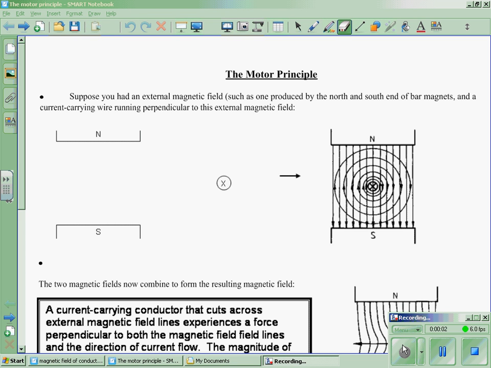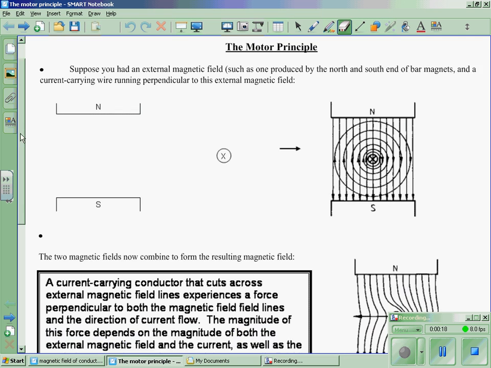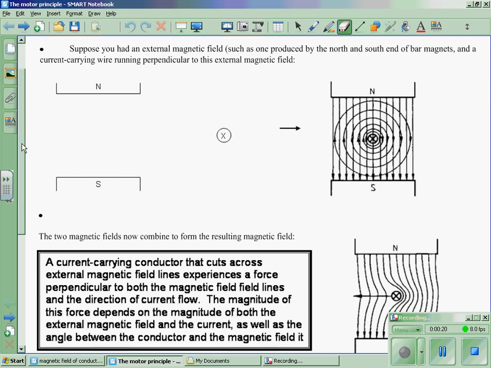Now what we're going to do is talk about the motor principle, and of course what we're talking about here is nothing more than a look at what happens when we have two different magnetic fields interacting with each other. Okay? So what I want you to do is really quickly take a look at the far left of this diagram, and you'll notice that we've set up here an external magnetic field. What we have here is the north pole of a permanent magnet located at the top, and the south end of a bar magnet located at the bottom.